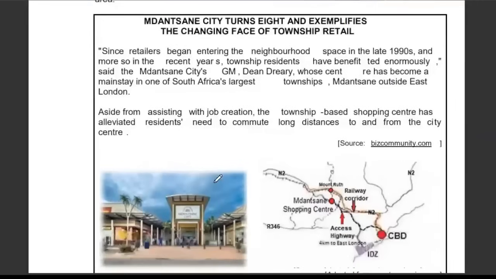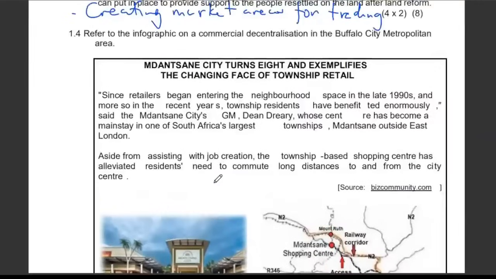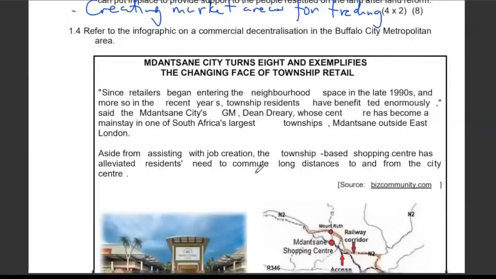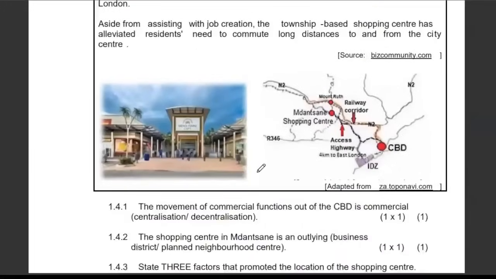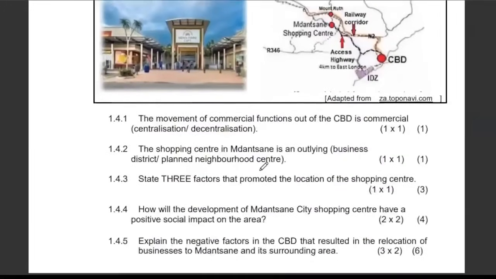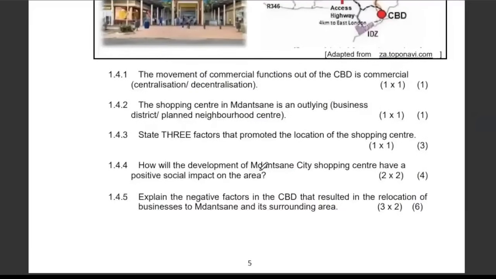Question number 1.4 is based on Mdantsane City, which exemplifies the changing face of township retail. We're not going to go through the text, but we'll go through the questions. Number 1.4.1 says, the movement of commercial functions out of the CBD is commercial. The correct response is commercial decentralization.